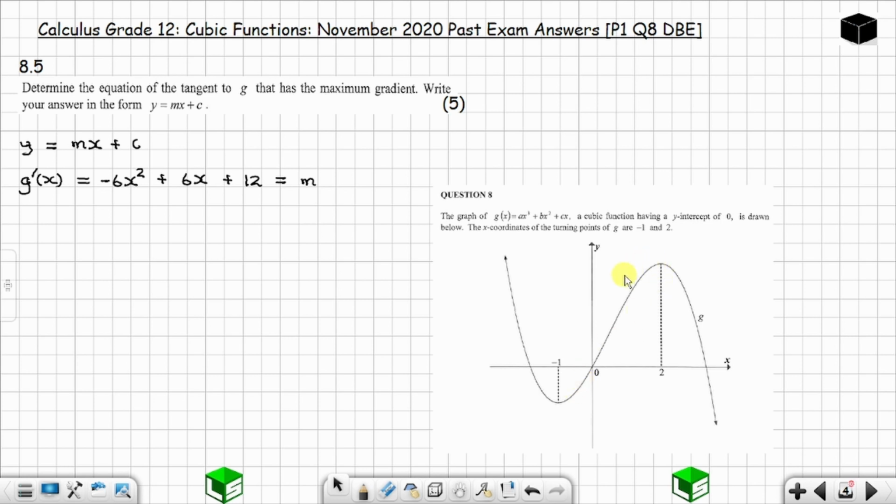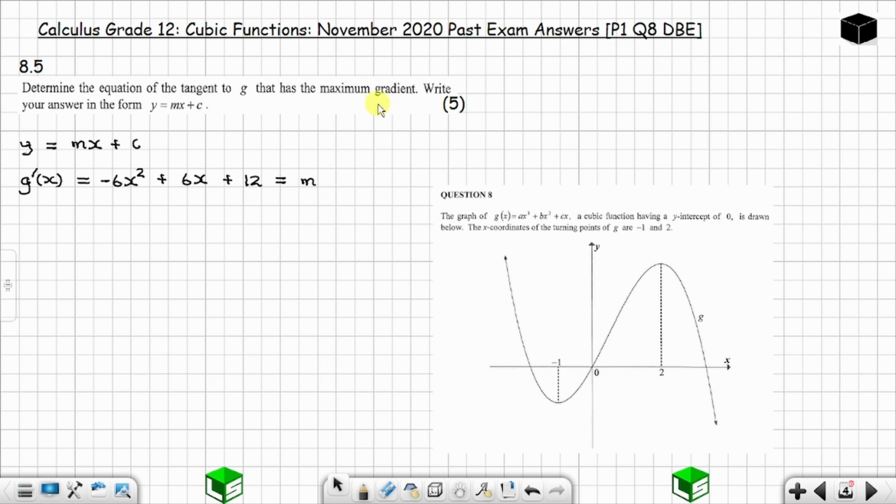So if you have a tangent touching this graph of g, and if you take g prime of x, this g prime of x is equal to the gradient of the tangent. So this is the equation of the tangent, and the gradient is m. So m is equal to g prime x, and g prime x is equal to this. We found it in the previous question. It was given actually. Okay, so from here, what they want you to do is to find a maximum gradient.